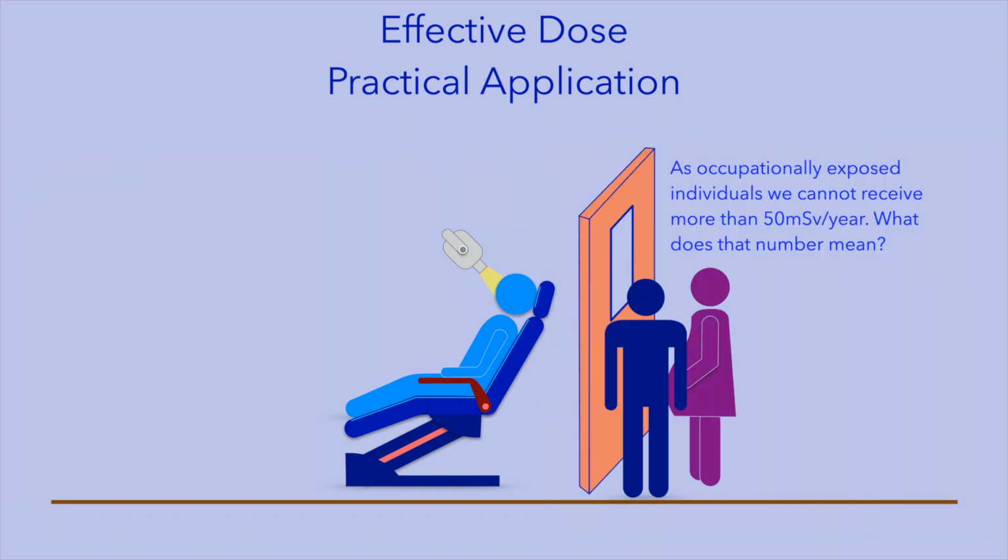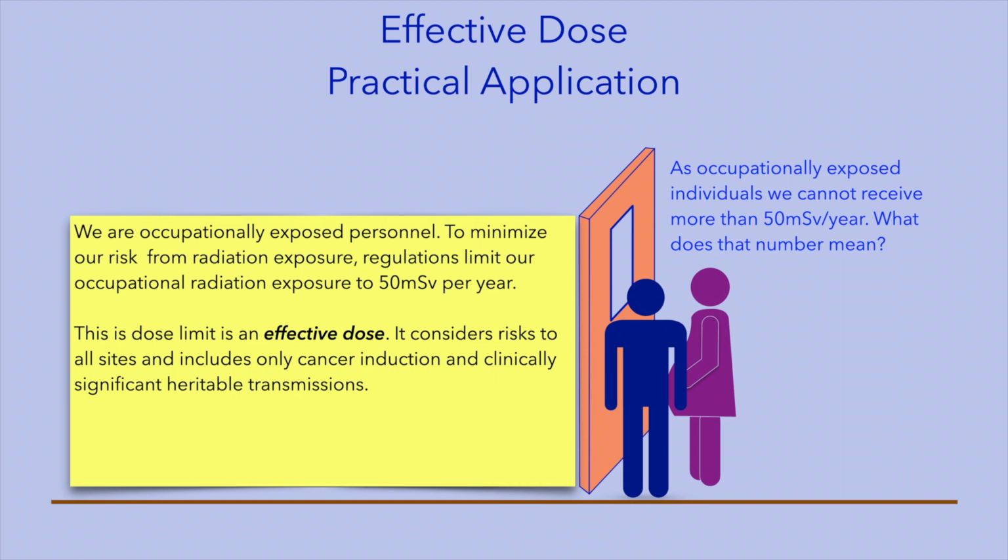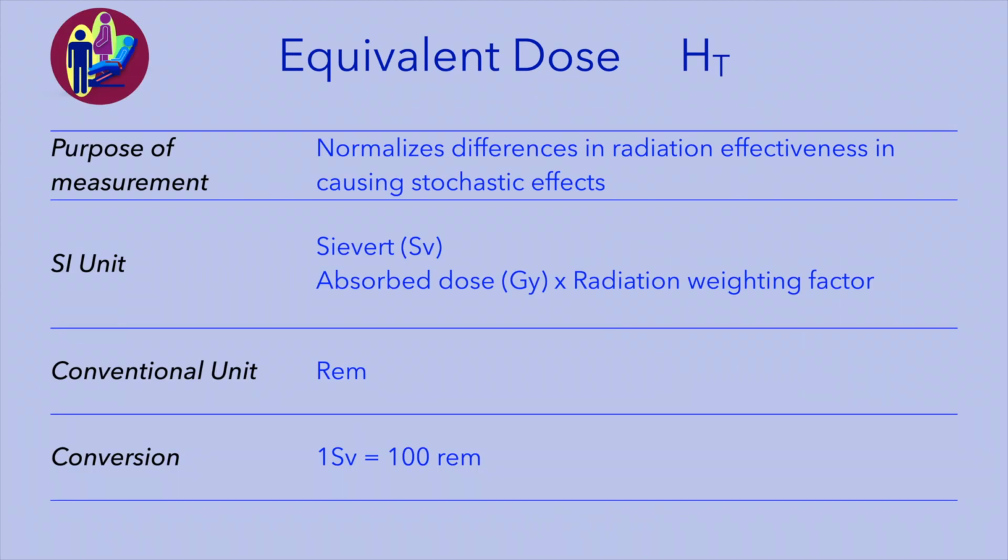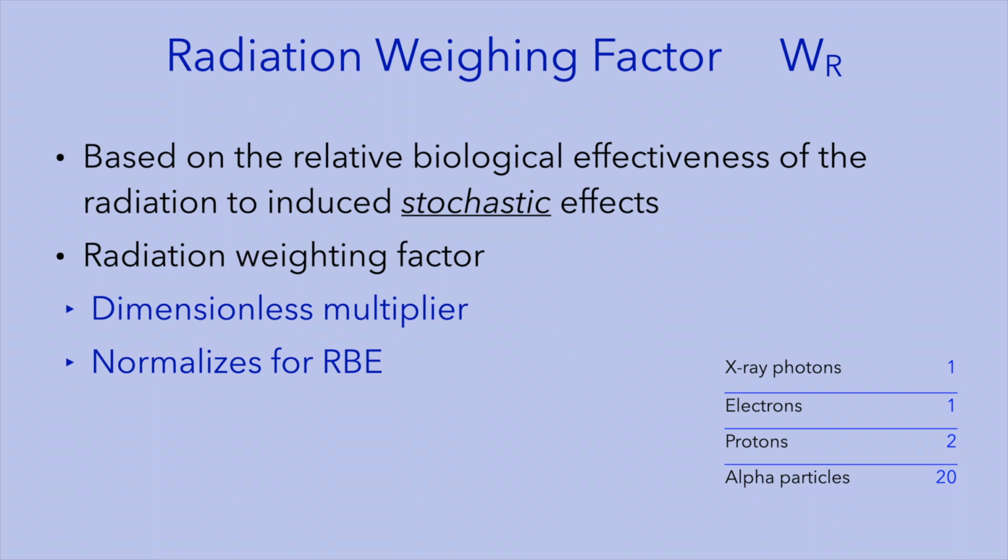As dentists, we are occupationally exposed to radiation. Regulations limit our occupational radiation exposure to 50 millisieverts per year. This limit is an effective dose. There is one more unit called the equivalent dose, which considers that different types of radiation deposit different amounts of energy and thus cause different amounts of damage. To normalize for the differences between the radiations, this unit applies a radiation weighting factor.